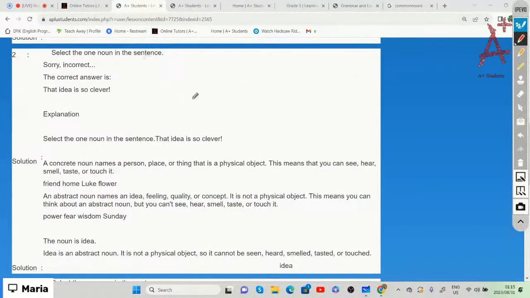All right, and when we select the noun within the sentence, we can say it is idea, right? An abstract noun, it names an idea. An idea is like a thought, right? So idea is the abstract noun, not a concrete noun. It's not a physical object. It's not something physical. We cannot see it. We cannot hear ideas, we cannot smell ideas, we cannot taste ideas, and we cannot touch ideas. Right? So idea is an abstract noun.